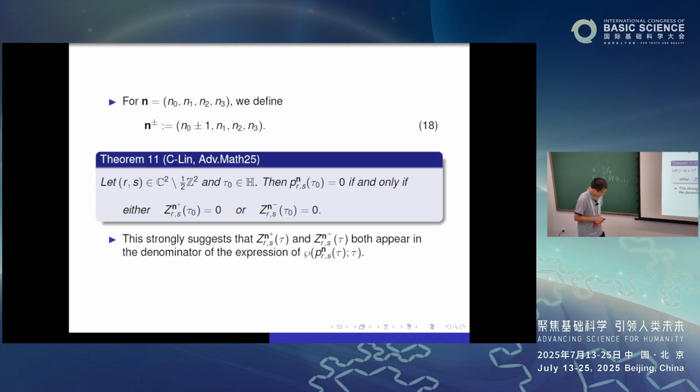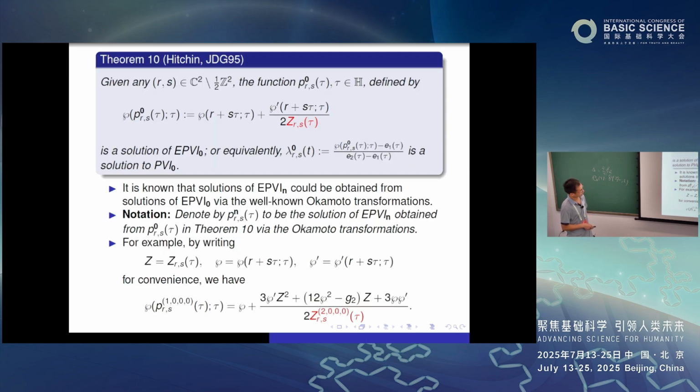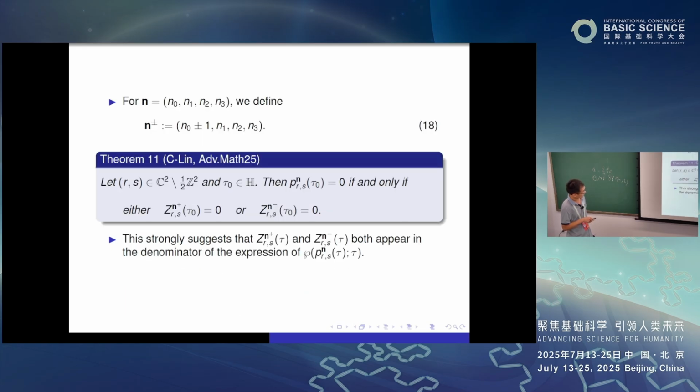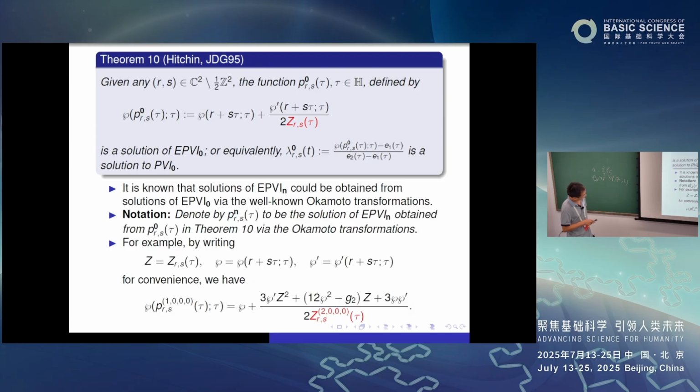But for general nk, we cannot write down the expression of the solution of Painleve VI. But we can prove that, for example, this formula tells us that if this one equals 0, then the left hand side equals infinity. So this means that this one will be 0. Also, if this one equals 0, then the left hand side is infinity. So this denominator is also 0.